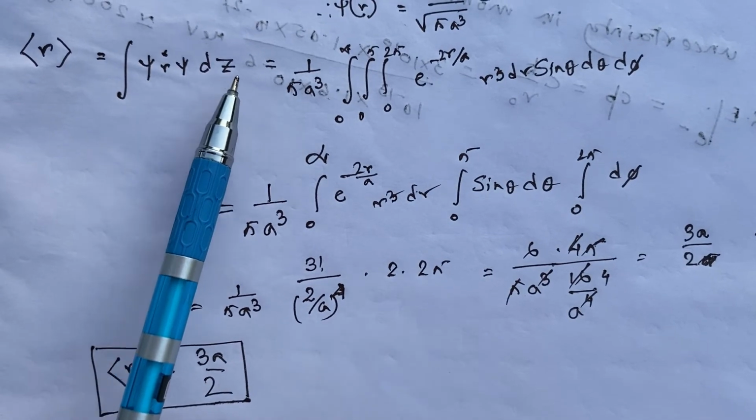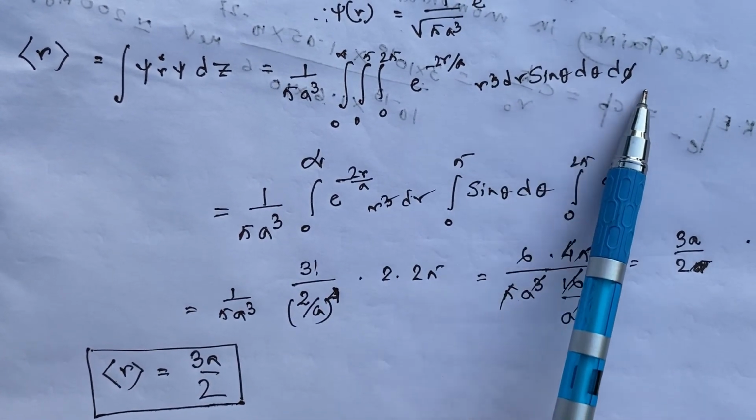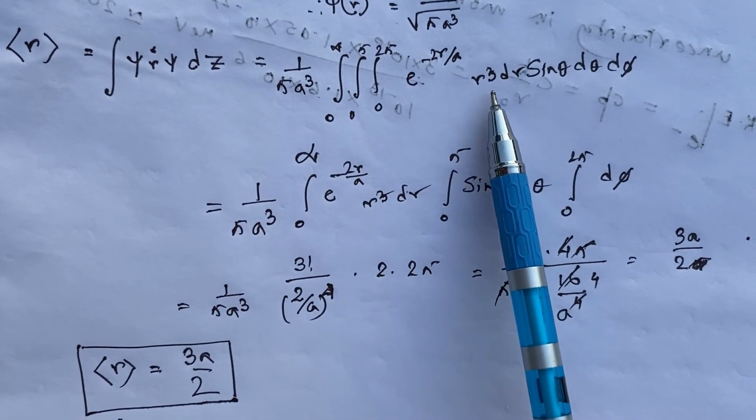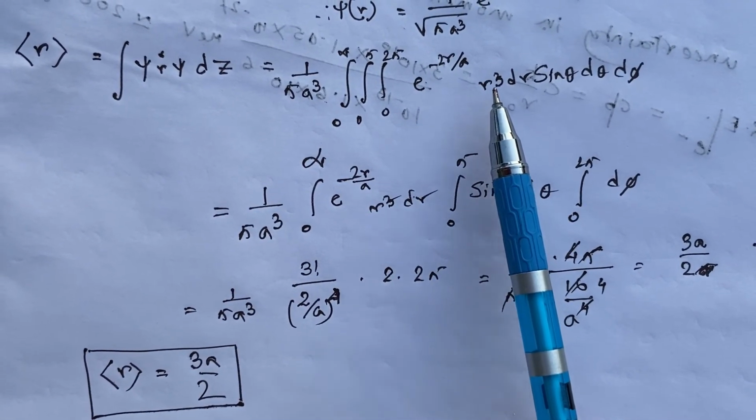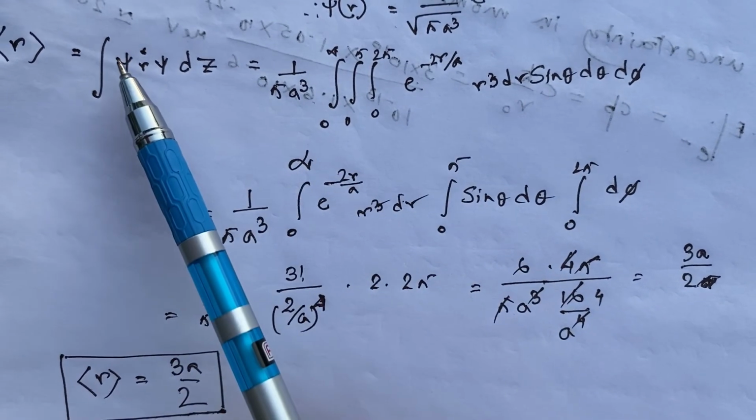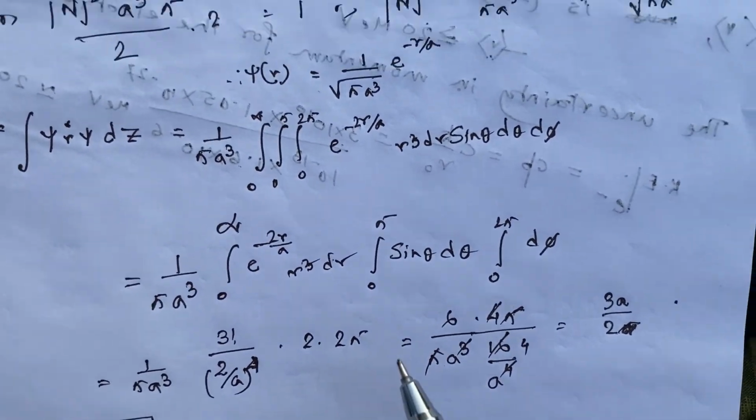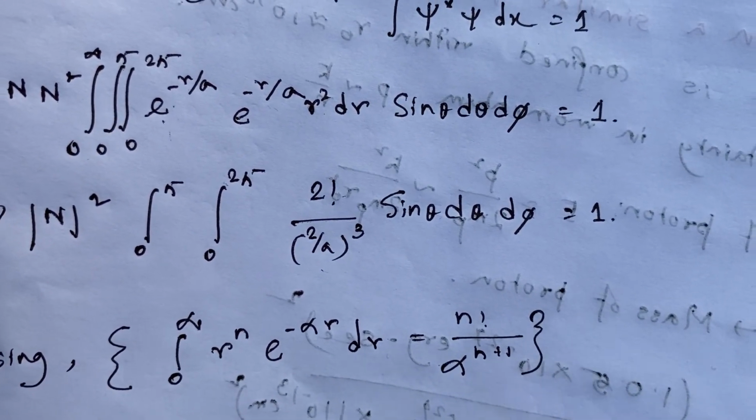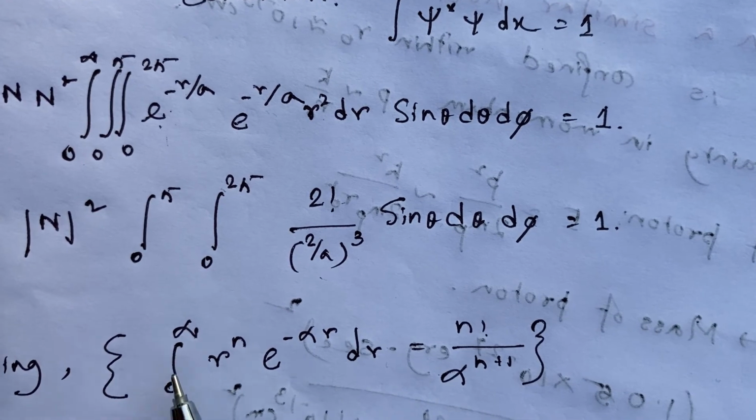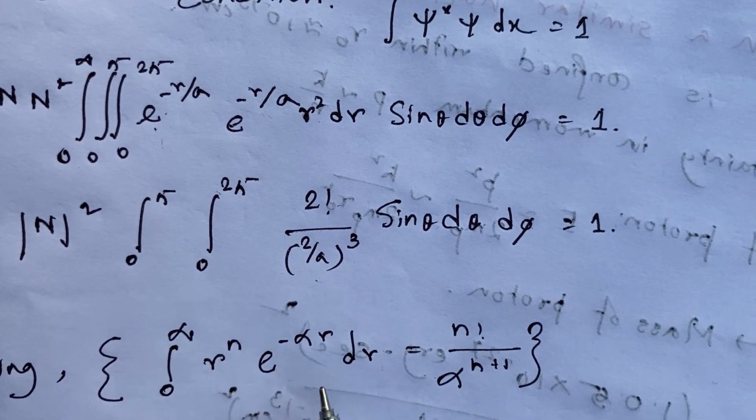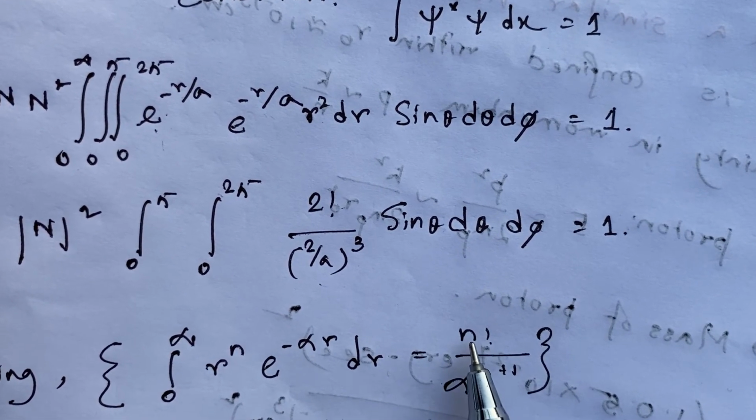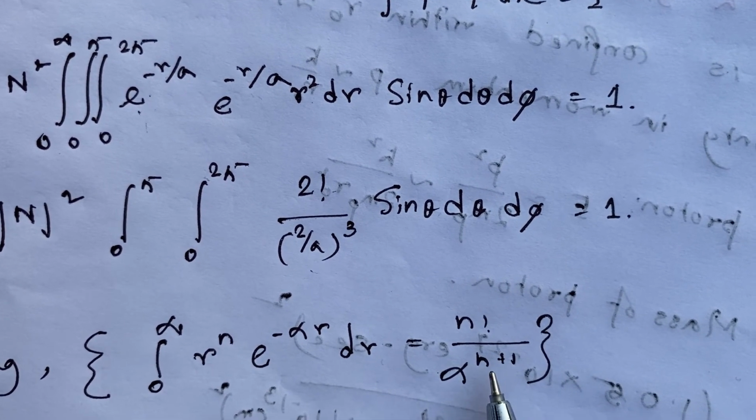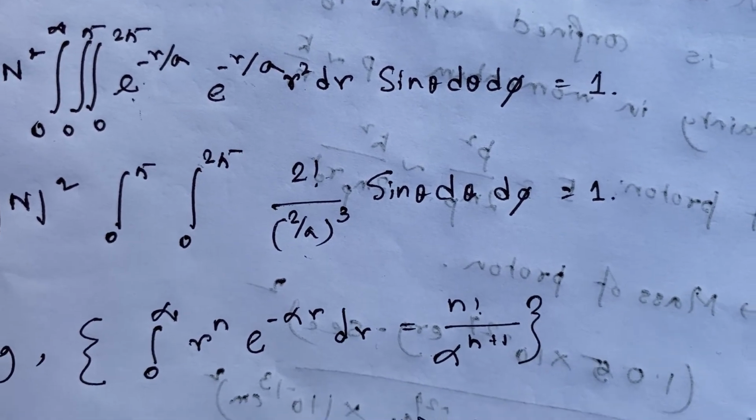We need to replace dz with r square dr sin theta d theta d phi. Already have one r here, so this becomes r cube. I have directly replaced this r square with r cube because of this r. Again we have used this integration formula, except in this case n is equal to 3. So we must have 3 factorial, then the constant to the power 3 + 1 which is equal to 4.